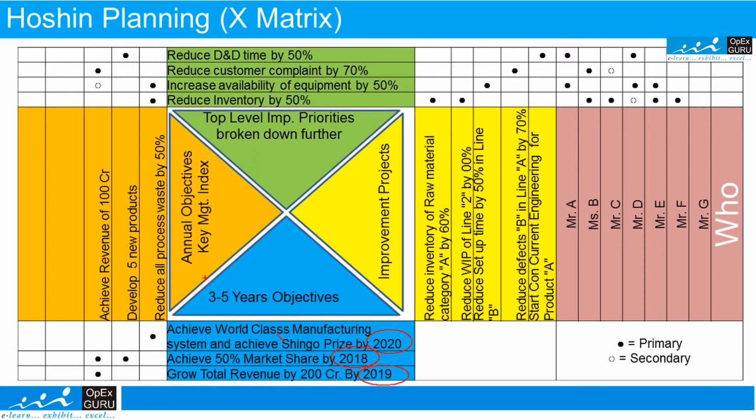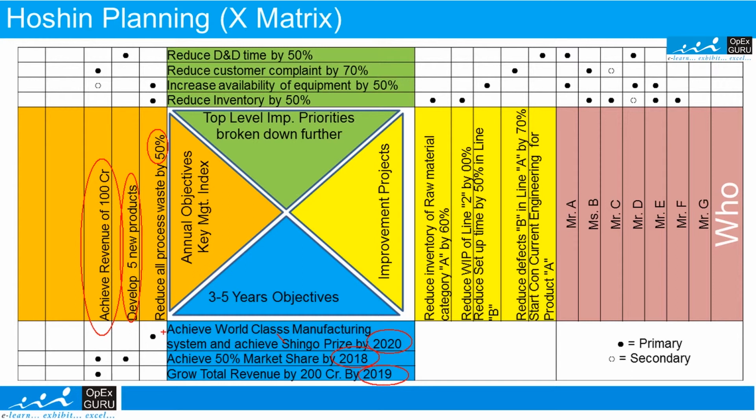Now this is converted into annual objectives like this. In order to achieve the Shingo Prize, they have identified an objective that they want to reduce all the process waste by 50%. So this is the goal for 1 year. Develop 5 new products is another goal they have set, and achieve revenue of 100 CR for the next 1 year. So in order to achieve 200 CR by 2019, this year they have to at least achieve 100 CR.